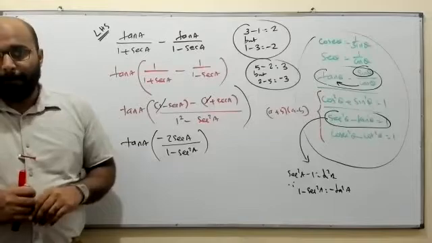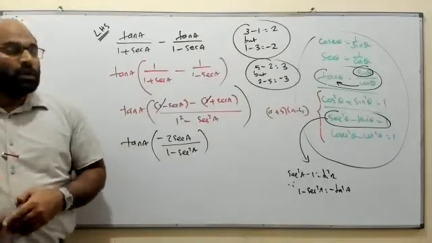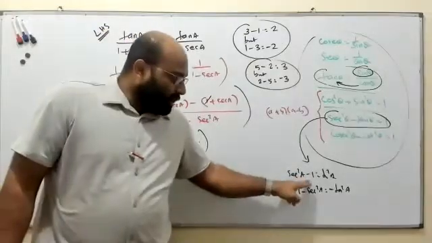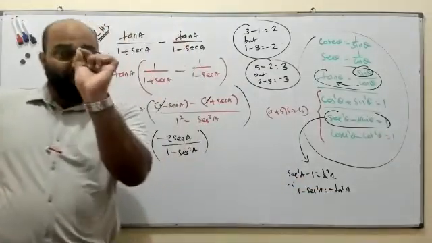But subtraction is not like that. Subtraction is not the same. 3 minus 1 is 2. What is 1 minus 3? Minus 2. So this I reversed. Sec square a minus 1, I reversed. So 1 minus sec square a will be minus tan square a. Each and every basic part I am saying.